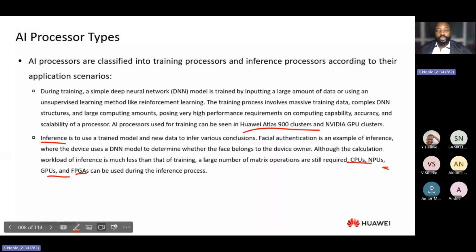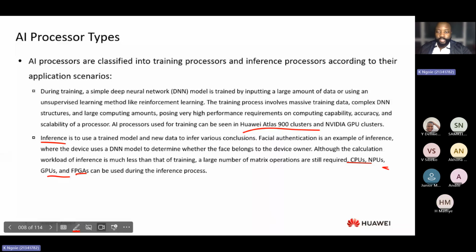Okay, so these are types of AI processors or AI chips that we actually use in artificial intelligence.